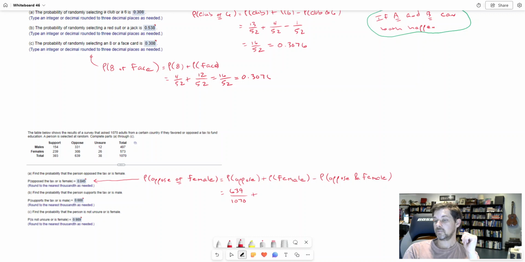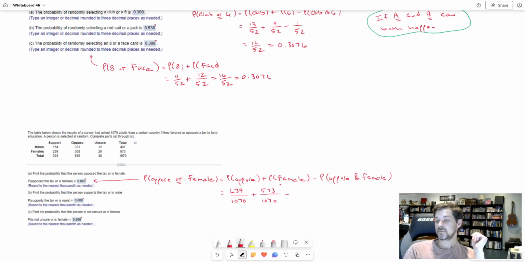Then, what are the odds I pick somebody at random and they're female? Well, there's a certain number of females that support this, a certain number that oppose, a certain number that are unsure, but the total number of females is 573. So there's 573 females in this entire group of 1070. So that's the odds of picking somebody at random from this group that's female, 573 over 1070.